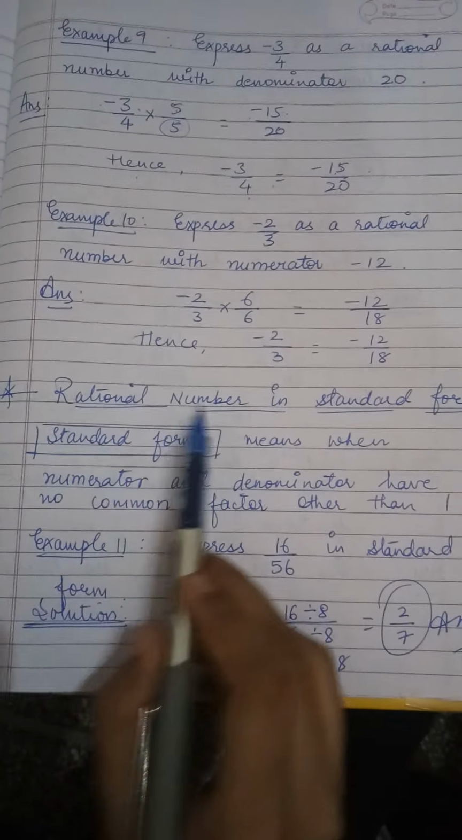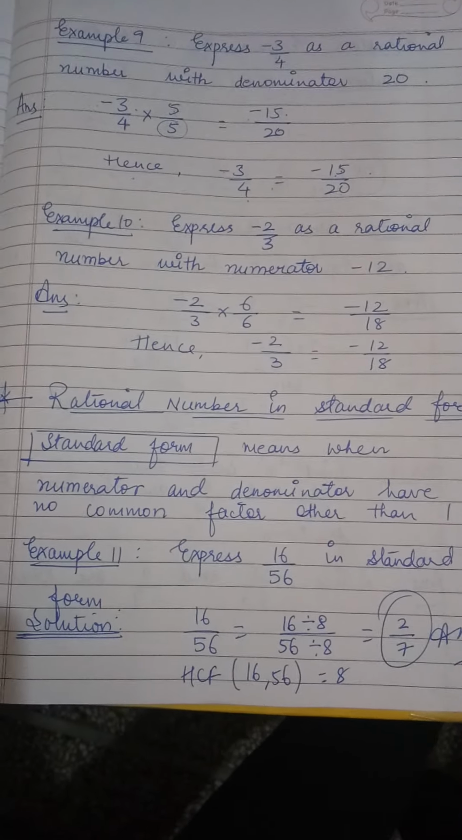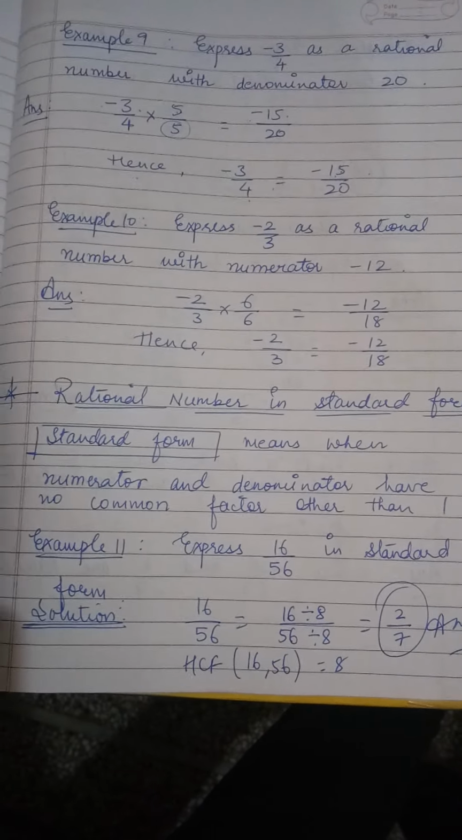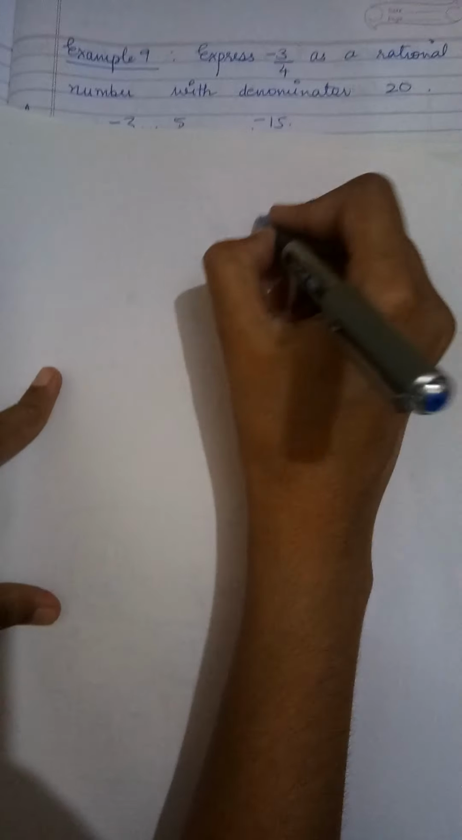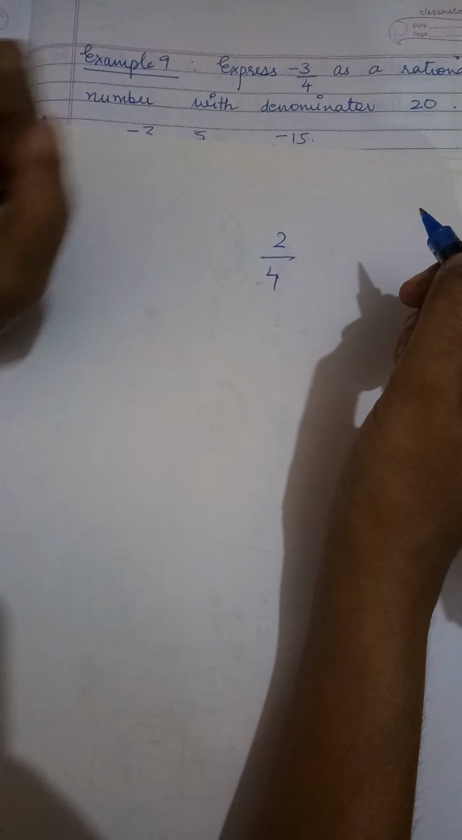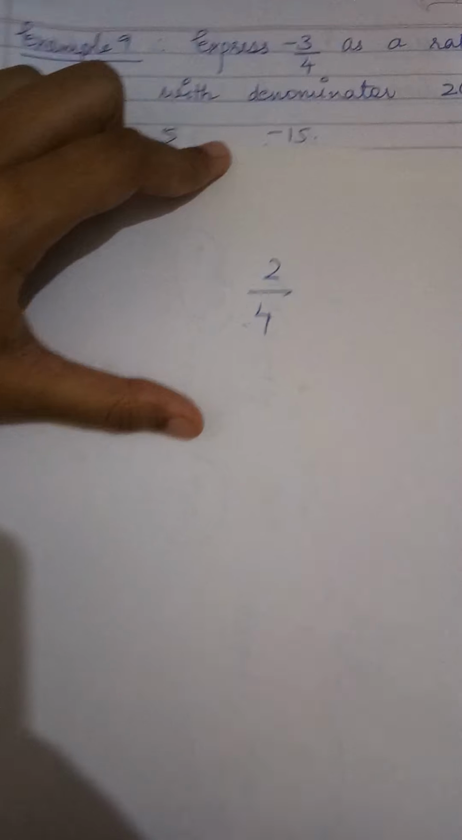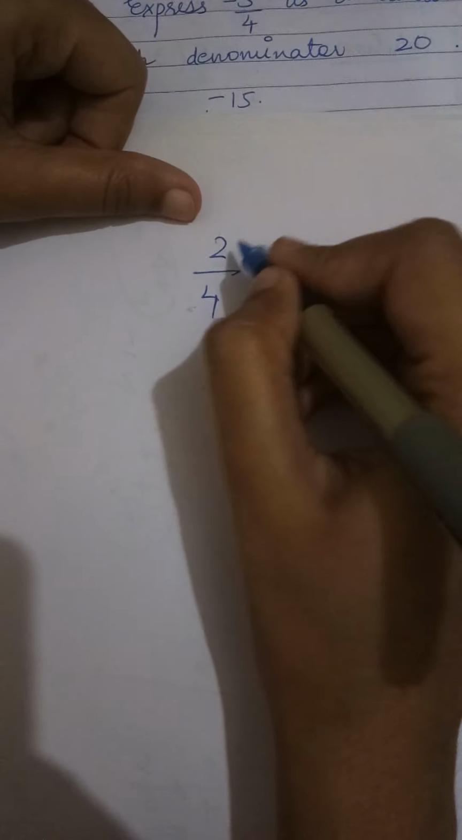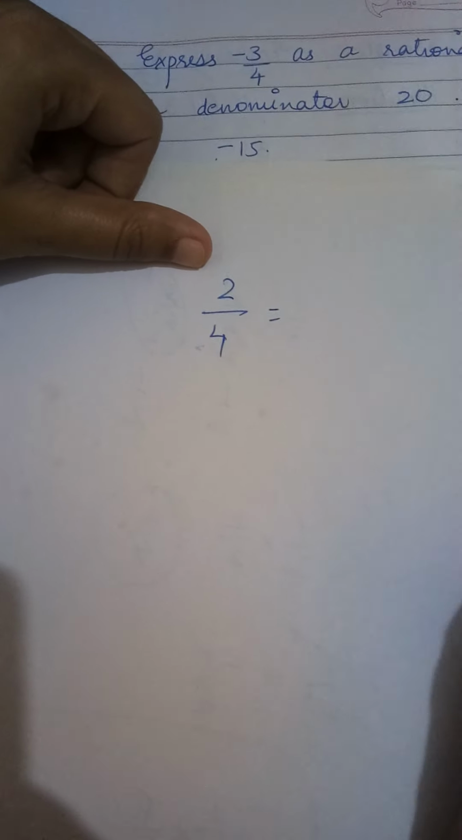Now next is rational number in the standard form. Standard form means the simplest form. Like if I am going to cancel, it should not be further cancelled. If I am going to write 2 upon 4, this is a fraction, right? This is a rational number I am telling you. But if I have to write it in the standard form, it means that I am going to cancel them such that it is not further cancelled.